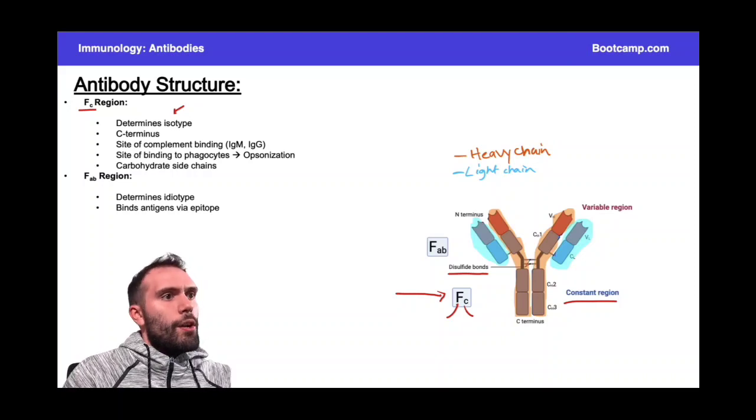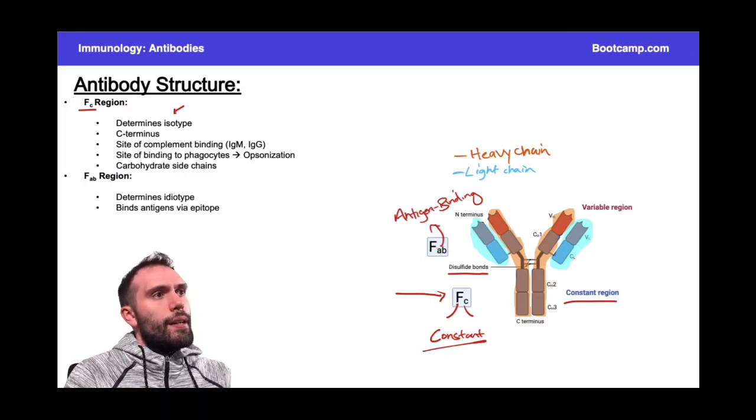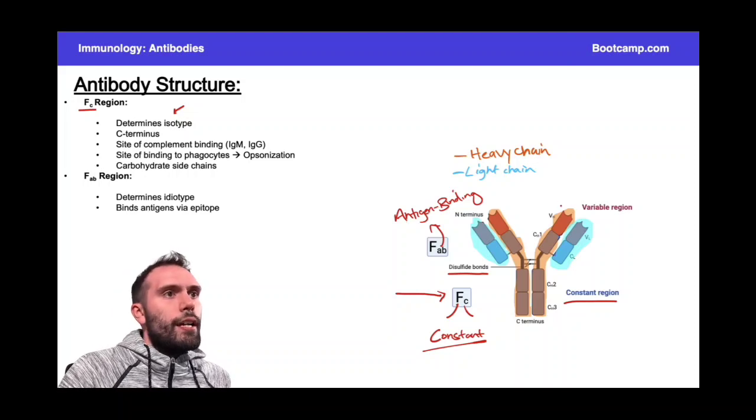And so we already said the FC region is kind of like the constant region. That's what that C is standing for. And then the AB here stands for antigen binding. Okay, so this is the antigen binding region, which actually makes a lot of sense. So if you understand some of these terms, you can kind of understand what's going on here.